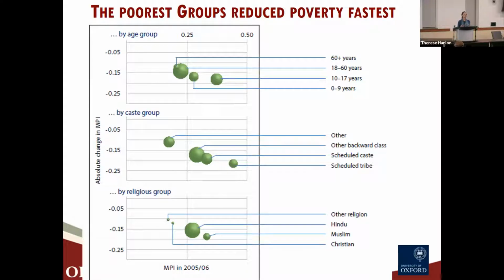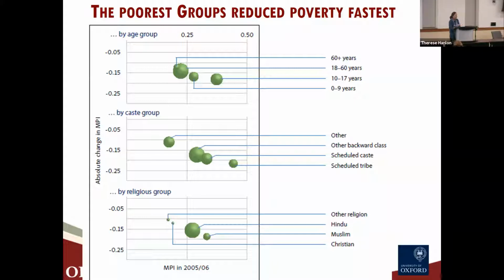So I spoke about the pro-poor trend by states, but we also, of course, look at children, and children reduced MPI poverty the fastest. We look at castes, and the scheduled tribes are the poorest caste group, followed by the scheduled caste, and they reduced MPI the fastest. And then we look across religious groups, and Muslims are the poorest, and they reduce poverty the fastest.